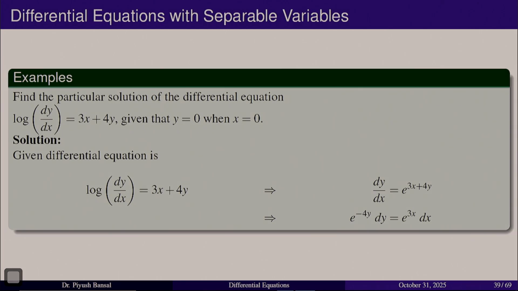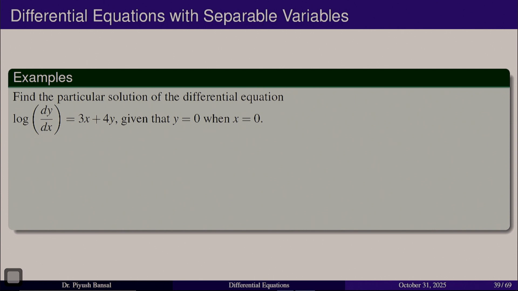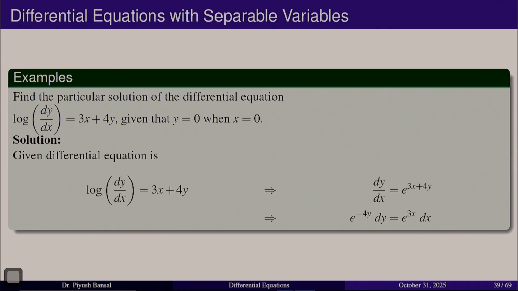But in this problem, if you look carefully, the given problem is log of dy by dx equal to 3x plus 4y, with the condition that y takes value 0 when x equals 0. Such an initial value will help us remove that arbitrary constant and give a particular value to it in order to obtain a particular solution. So, for example, this is the solution over here. First we take the logarithm to the other side, so this will become e to the power 3x plus 4y.